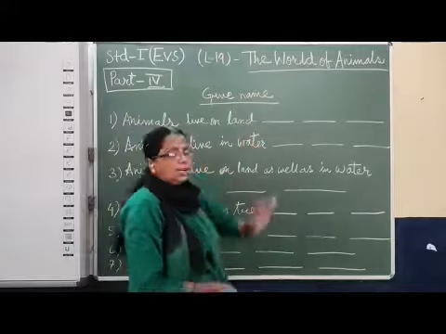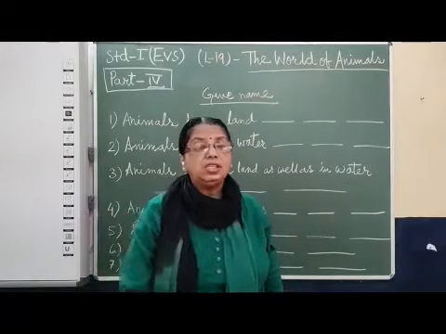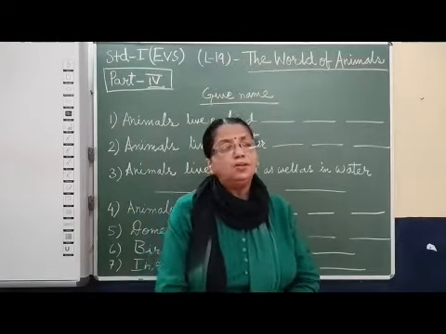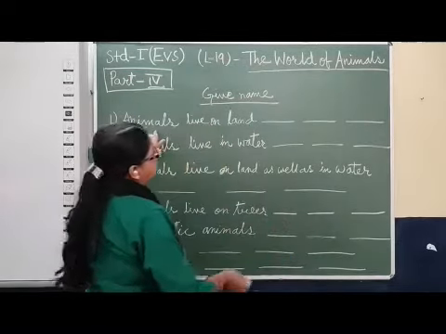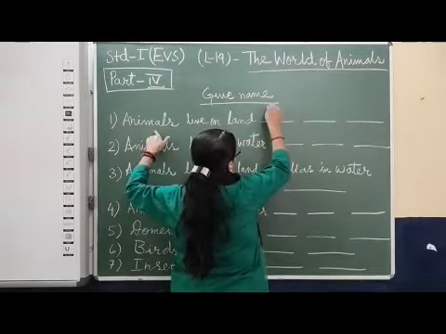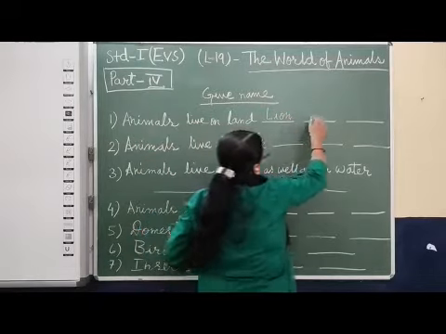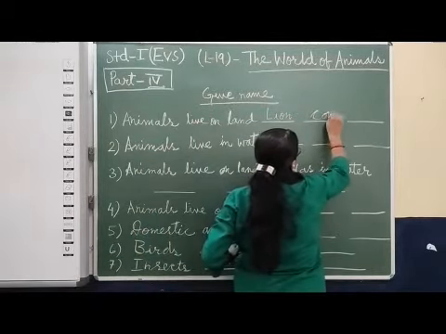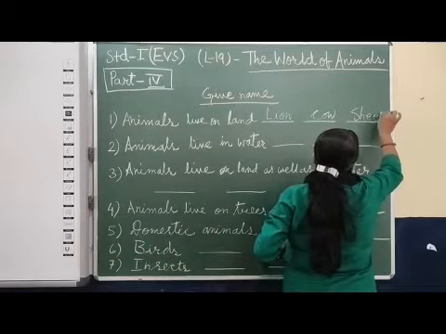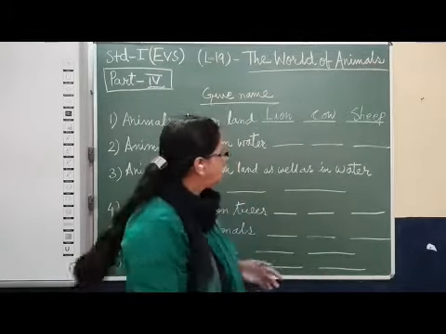Animals live on land. Some animals live in water, some animals live on trees, some animals live on the land. We have written, no? So we will write. We can write any animals like lion. You can write lion, elk, cow. All these are land animals. Sheep. Okay. They live on the land, not in trees, not in water.